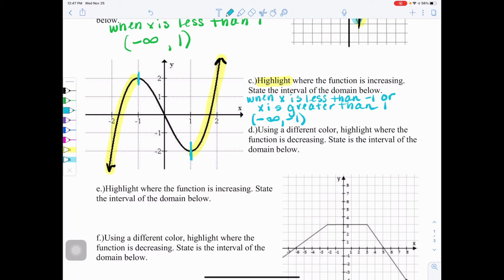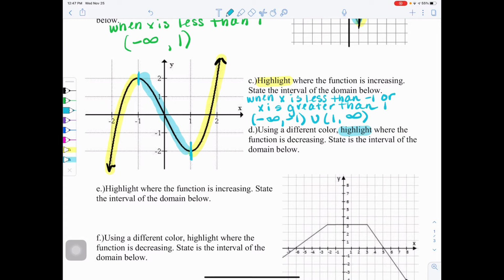Neither are included. Remember, for or, you need to use the union symbol. And then we have a lower bound of 1 up to positive infinity, neither included. So now switching to a different color, we're going to highlight the section that is decreasing. You are going downhill. That would be this section right here in the middle.